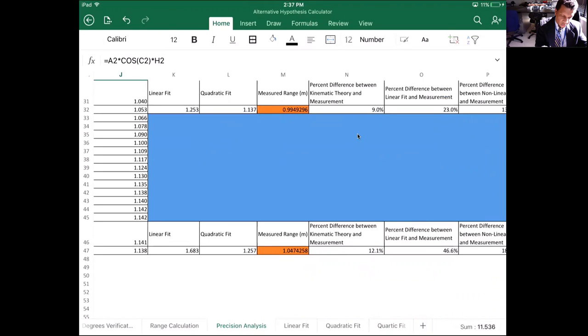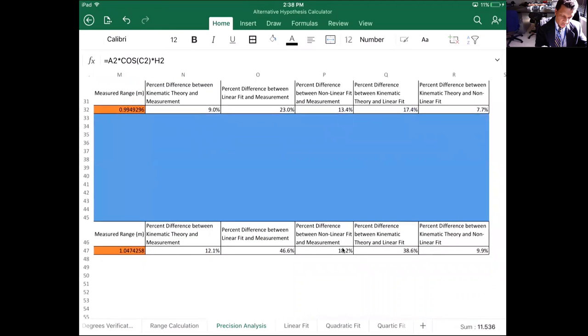And so the percent difference is definitely getting higher between the kinematic theory and the measurement. And the percent difference between the linear fit and the measurement is huge, 46%, 46.6%. And then our percent difference between our nonlinear fit and measurement is starting to go down. And the percent difference between our kinematic theory and our linear fit is high. Whoa. And the percent difference between our kinematic theory and nonlinear fit, it's getting lower. And it's the lowest out of all of these things.